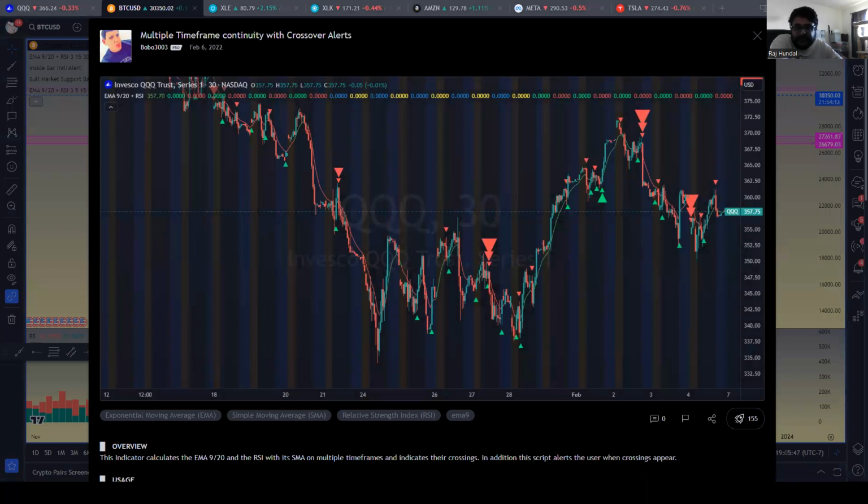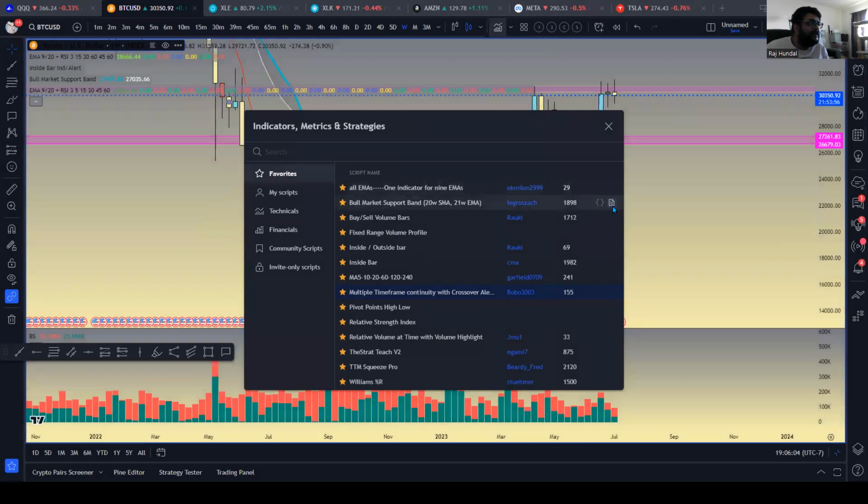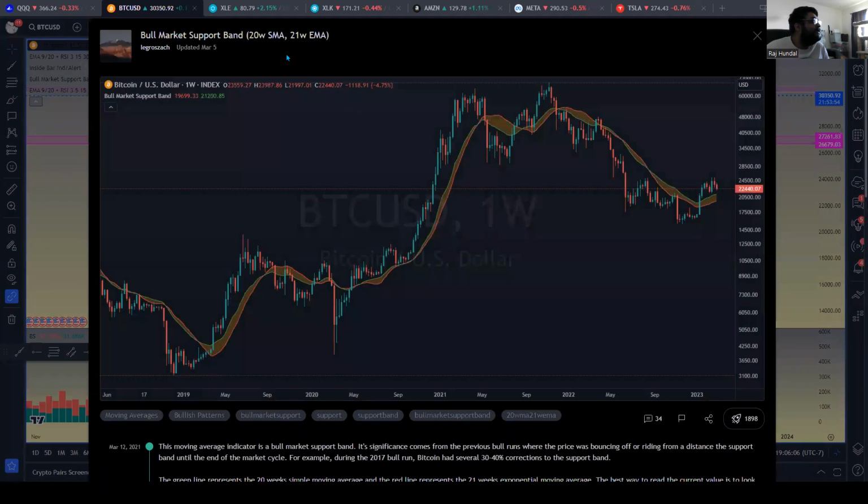Let me see, I'm bad at typing. I dropped it in chat and it's on the screen right now. The indicator I use. And also, if you were wondering about the bull market support band, this is the indicator I use on the weekly and daily chart, signifying the major trends. The bull market support band.